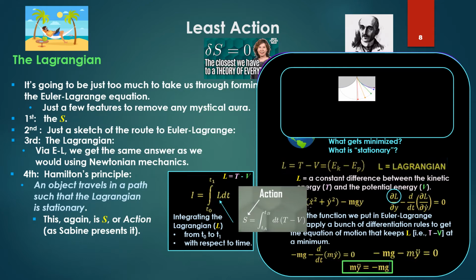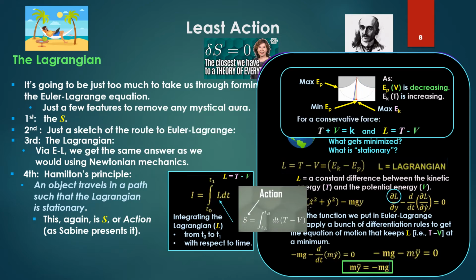Again, we can look at it in the pendulum terms. We have the max potential energy at that point, the minimum potential energy at the bottom, but simultaneously it's the maximum kinetic energy. That is, as the potential energy, V, is decreasing as it drops, the kinetic energy, T, is increasing. We've got this sort of strange transformation of potential energy to kinetic energy and vice versa. And for a conservative force, T plus V equals a constant K. You're always having, as T grows and V decreases, you're always equaling K, or L equals T minus V.